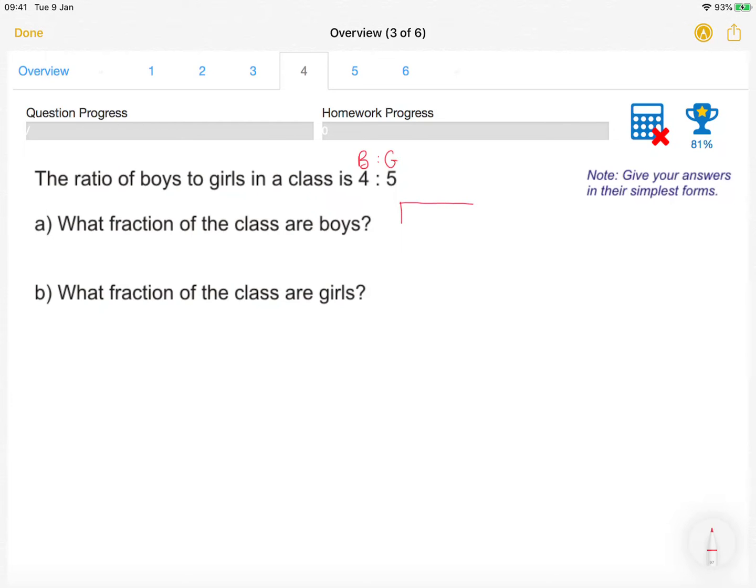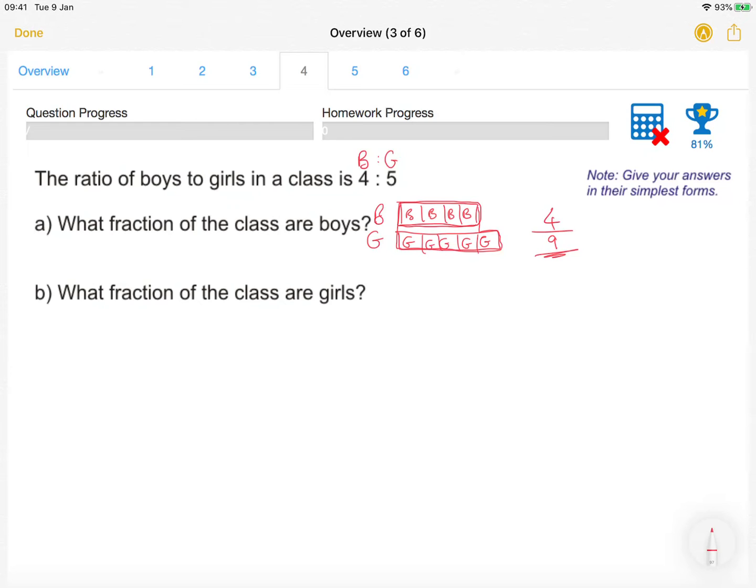So if I've got, let's say these are the boys and there's 4 of them, and there's 5 girls. So don't be afraid to just draw diagrams. It's definitely gonna help you. So what fraction of the class are boys? Well, I can see that 4 of them, there's 4 of them out of a total of, add them all together, and we've got a total of 9. So 4 ninths, and that can't be simplified any further.